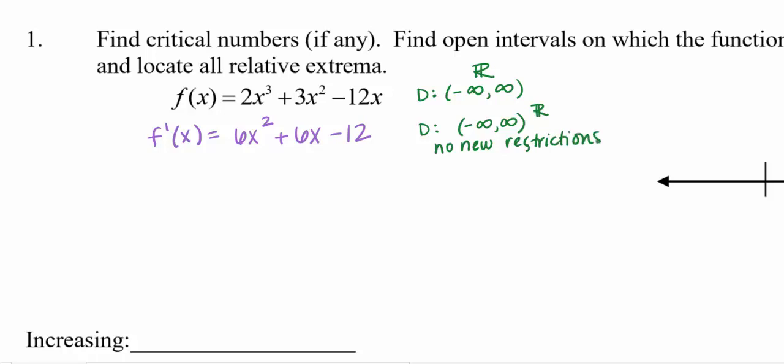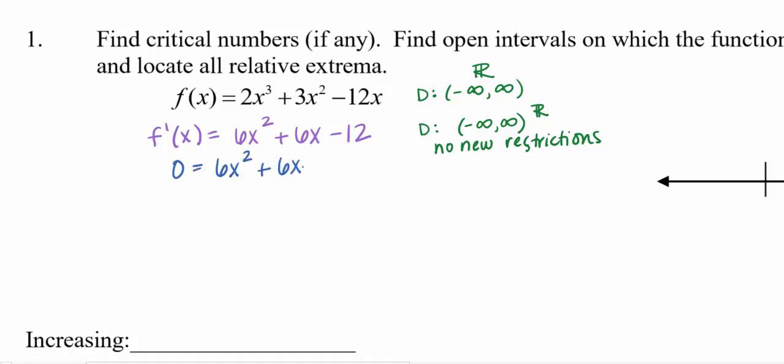So there's no additional numbers that I would want to add to my critical numbers list, besides what I'm going to get once I set it equal to 0. So now I will set my first derivative equal to 0.